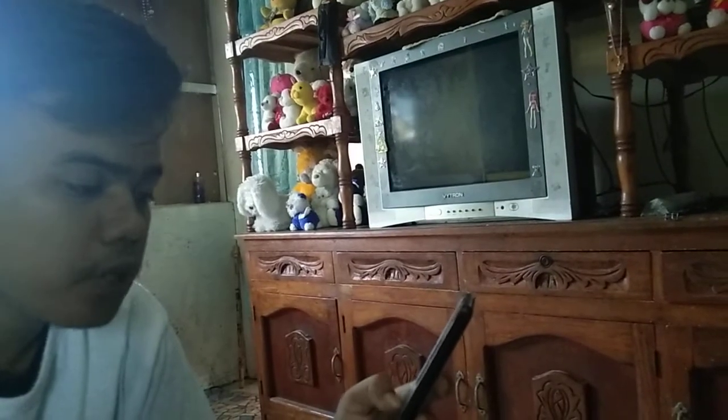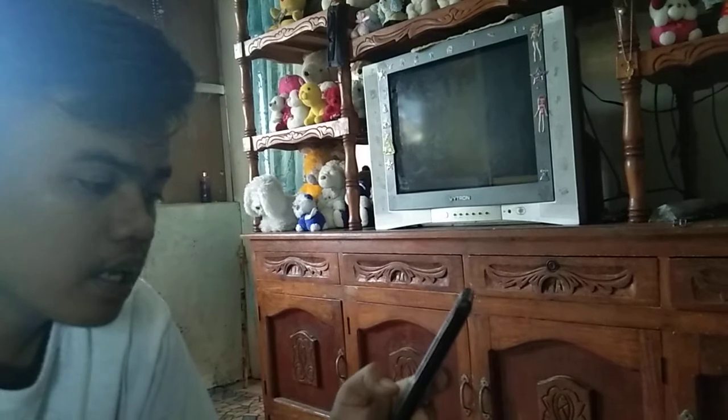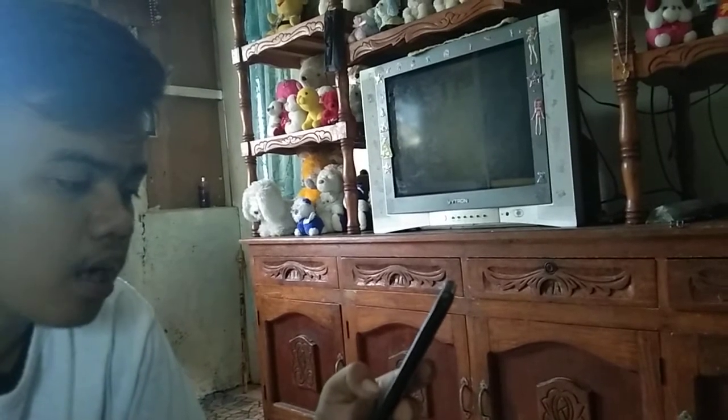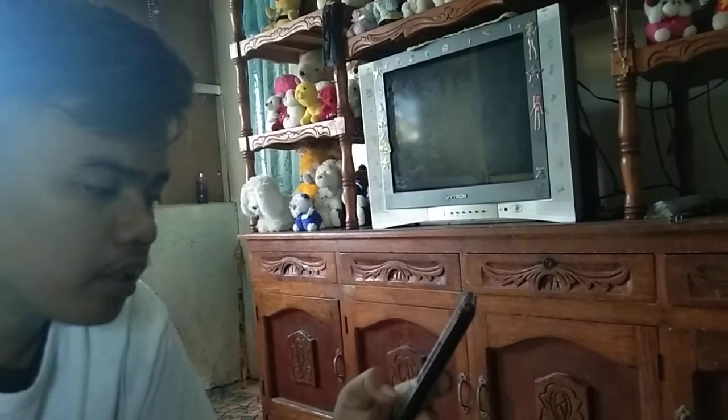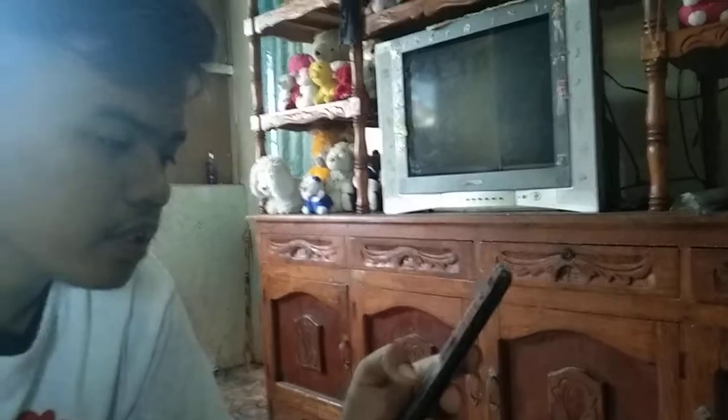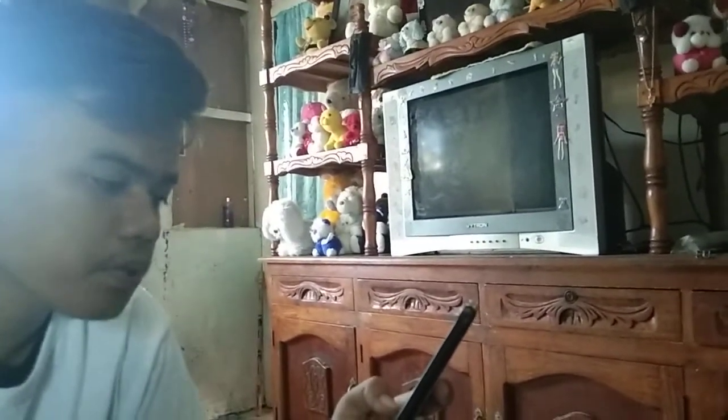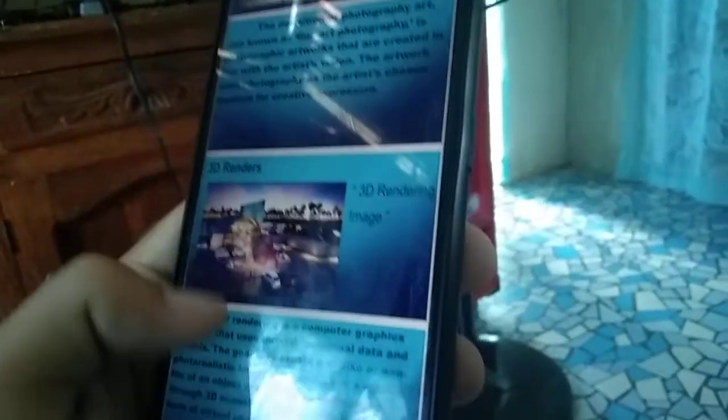Photography. The definition of photography art, also known as fine art photography, is photographic artworks that are created in line with the artist's vision. The artwork uses photography as the artist's chosen medium of creative expression.